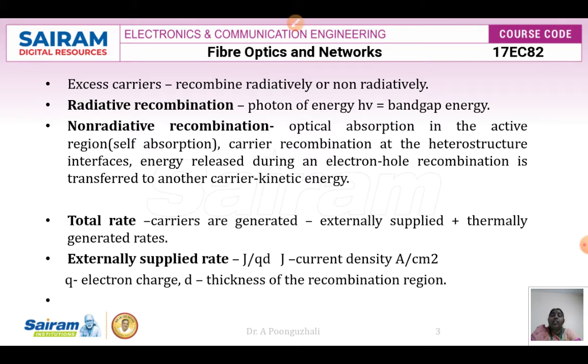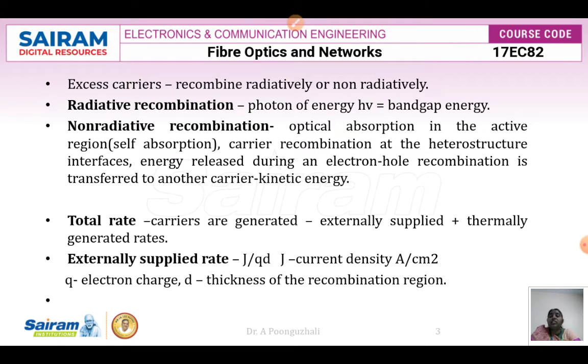So the total rate or the number of carriers that are going to be generated is going to depend on the externally supplied rate plus the thermally generated rate. So the carriers that are going to be generated is going to depend on the externally supplied carriers plus the thermally generated carrier rates there.